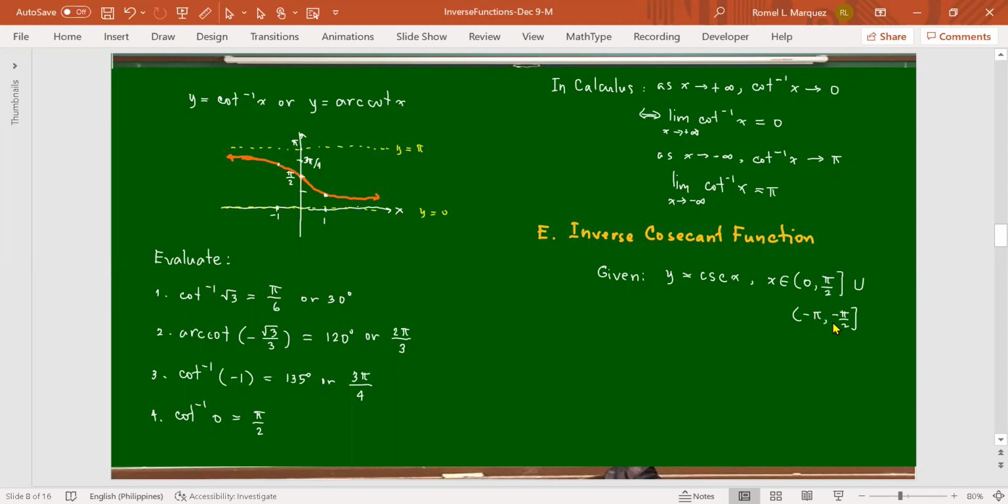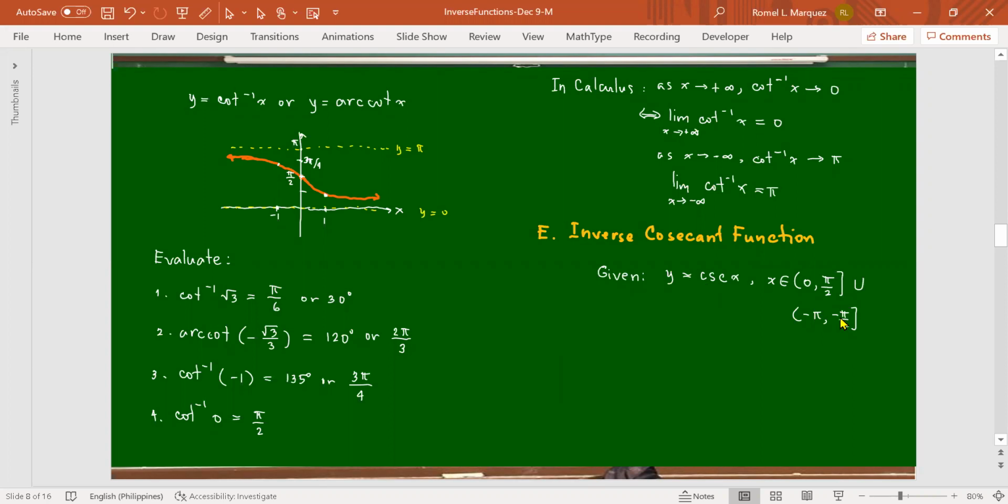For the third quadrant, our angle, the rotation is clockwise. We don't rotate counterclockwise. If counterclockwise to go to the third quadrant, you will get pi to 3 pi over 2. But this is negative pi to negative pi over 2. So that is from, in clockwise direction, the third quadrant.